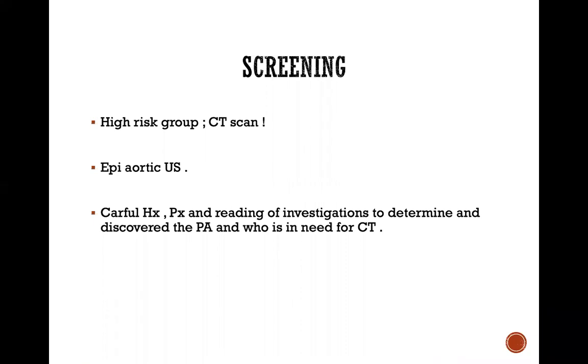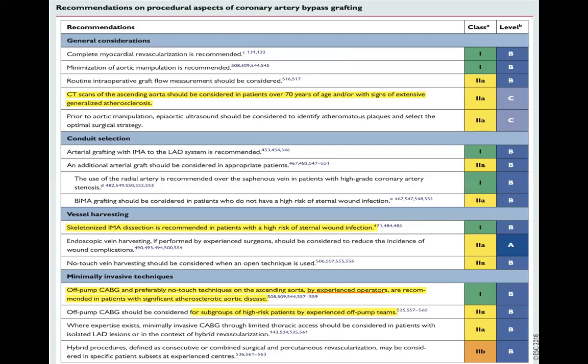What about epiaortic ultrasound? The most important thing that you need to keep in mind is careful history and physical examination and reading of all the investigations that you order, to determine and discover the porcelain aorta and who is in need of CT or further investigation according to your findings in physical examination and your standard investigations as well. Let's see what's in the guideline.